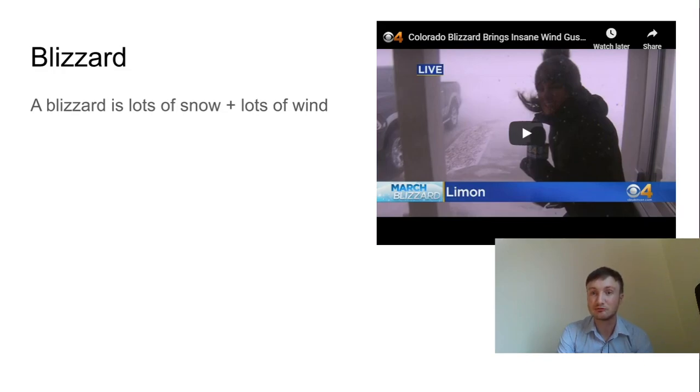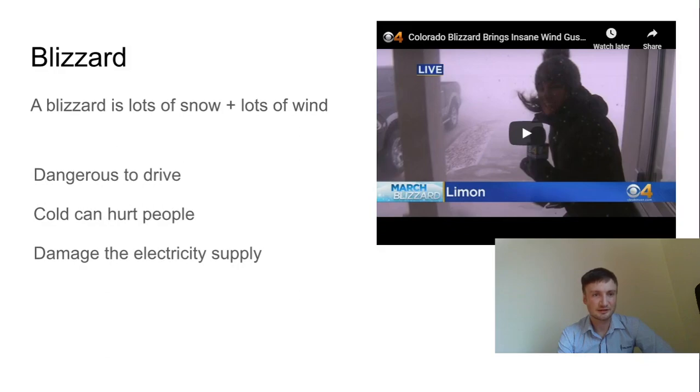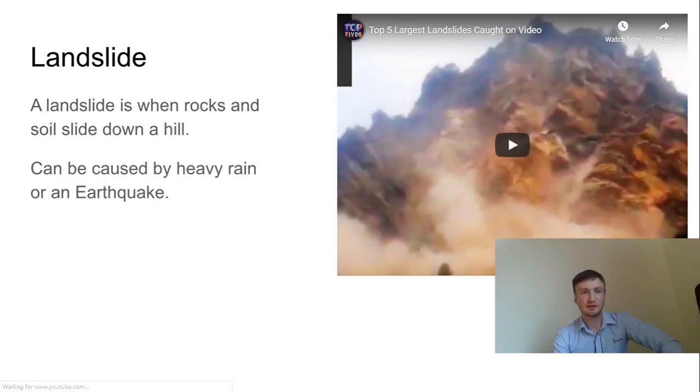She was also talking about a road closing. Now, driving in a blizzard, that's really dangerous because you can't see anything. It's very windy, and the snow makes the road all slippery. Very dangerous. Oh, lots of dangerous weather here. Right, let's try the next slide. So it can be dangerous to drive. The cold can hurt people just by being so cold. Damage the electricity supply. Great.